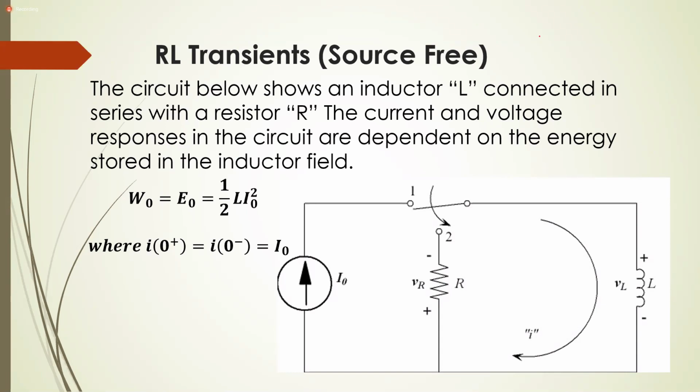So for the RL circuit, what we have here is an inductor in series with a resistor, and we want to look at the current and voltage responses. We're saying, as before, that here we have a current source. Originally, the current was passing through our inductor.